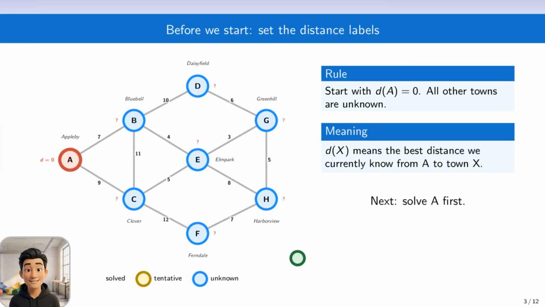Before we begin, we set the initial distance to town A at 0, while all other towns are unknown. The distance label, d(x), represents the shortest path found so far from A to town X.